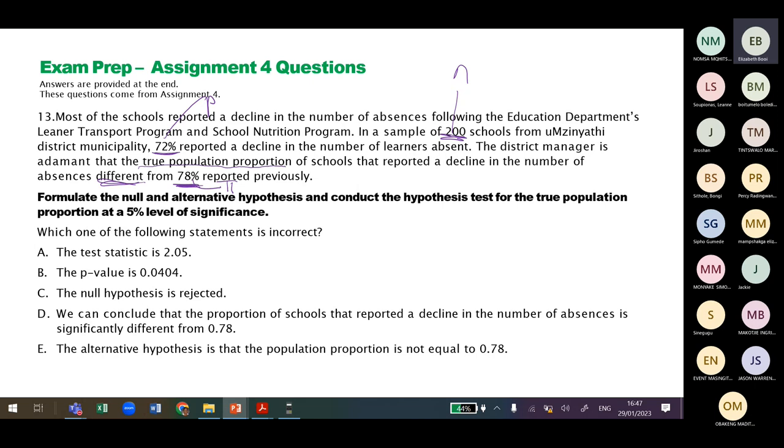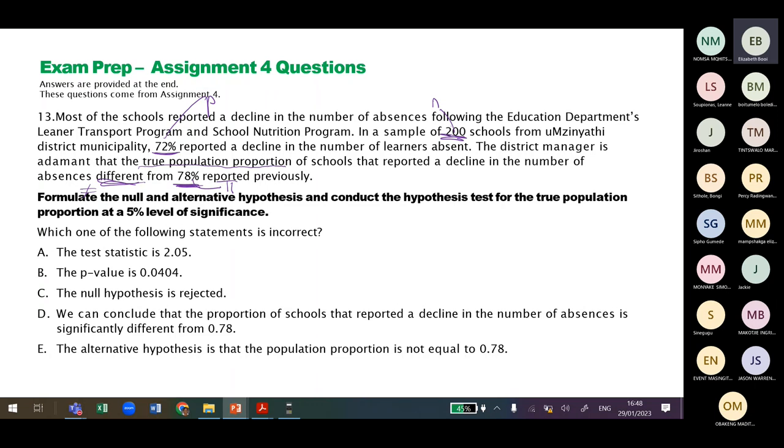The true population proportion that reported the decline in absences is different from 78%, and the word different means not equal, right? Different means is not equal. It is different. Okay. So, based on this, we need to find if the test statistic is correct, the p-value is correct, the null hypothesis is rejected, whether the alternative hypothesis is correct or incorrect. And we need to make a decision. So then we are back to square one. We are back to doing the six steps of hypothesis testing.